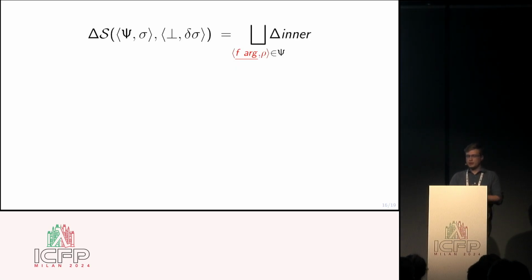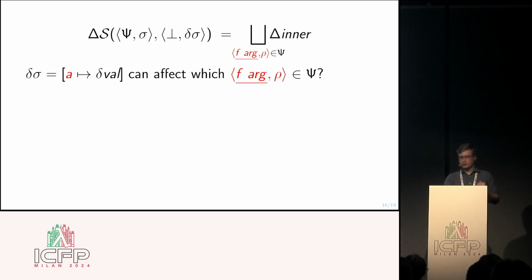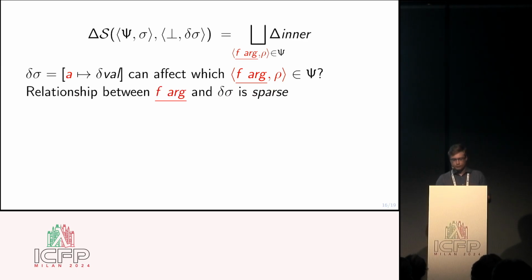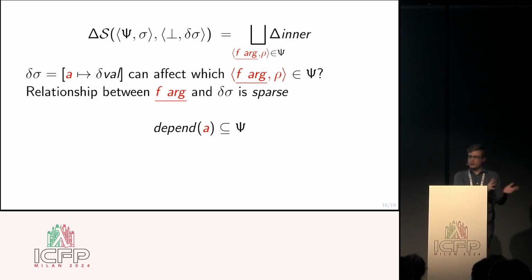So the other problem is, what if we do update the store? Then most of these configurations aren't actually going to rely on that change. And so this relationship between the configurations that we're looking at and the change that we're making is really, really sparse. And so what we want is sort of a dependency map from the addresses that we're changing to the configurations that actually use those addresses.